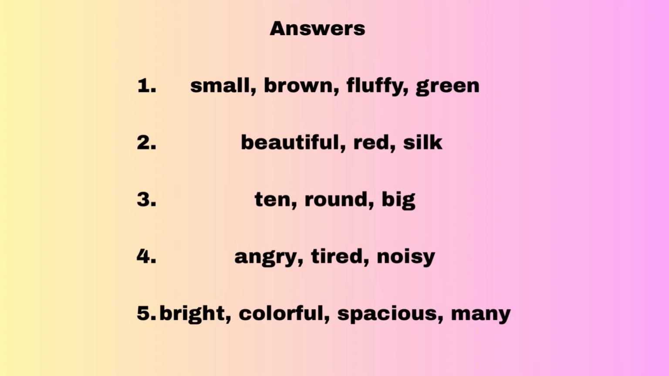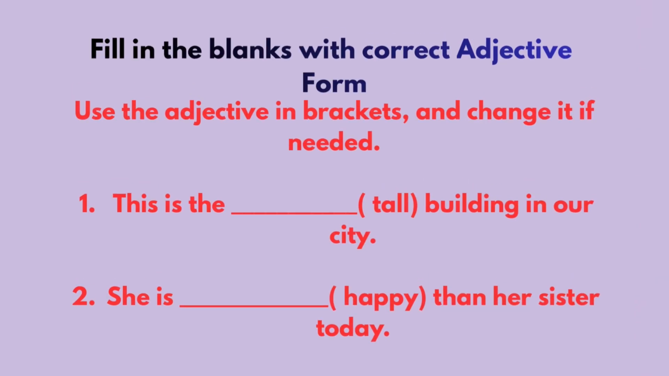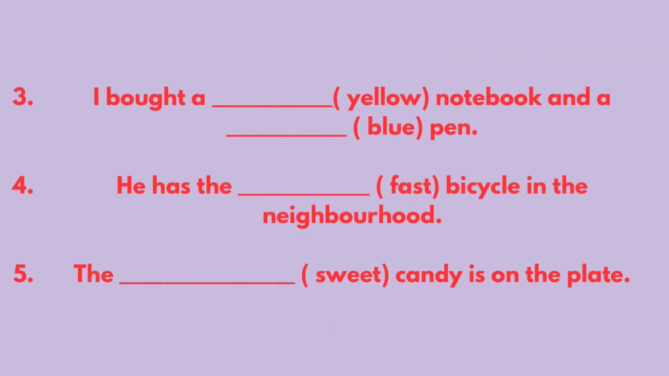Next, you can practice with the correct form of adjectives. Use the adjective in brackets and you can change it if needed. This is dash building in our city. She is dash happy than her sister today. I bought a dash notebook and a dash pen. He has the dash bicycle in the neighborhood. The dash candies on the plate. You can also check the answers at the next slide.